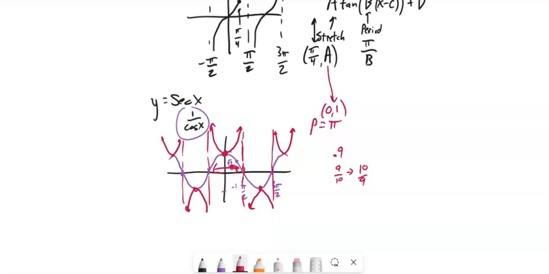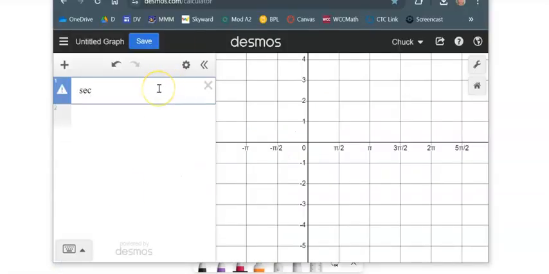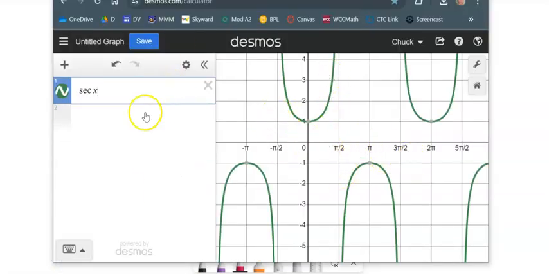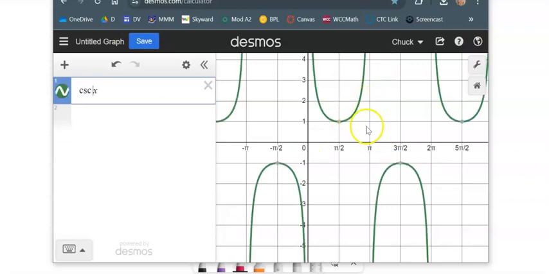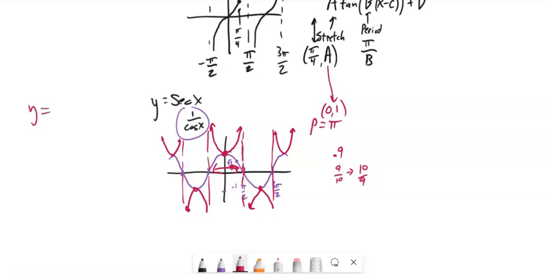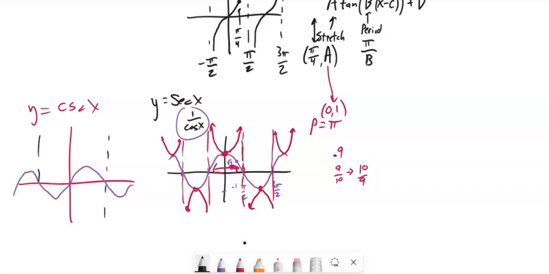If I just graph secant on its own, you can see what it looks like. You see what those asymptotes are. And hopefully, cosecant, since you know that cosecant is 1 over sine, those asymptotes just happen where sine is 0. And it's the same sort of shape because all those values got flipped as well. So sine looks like this. So cosecant looks like this.